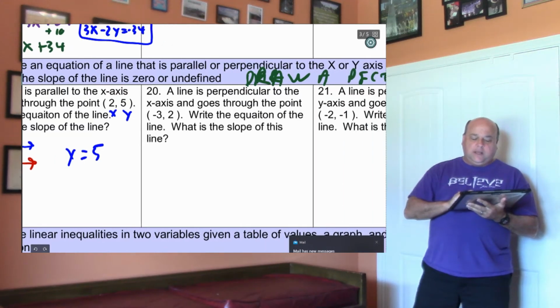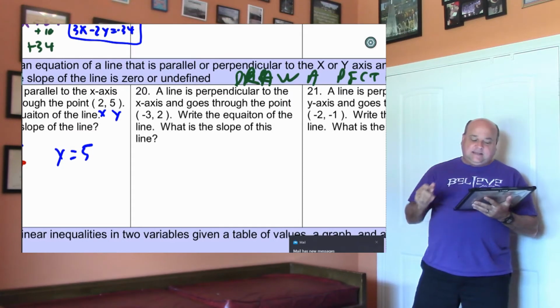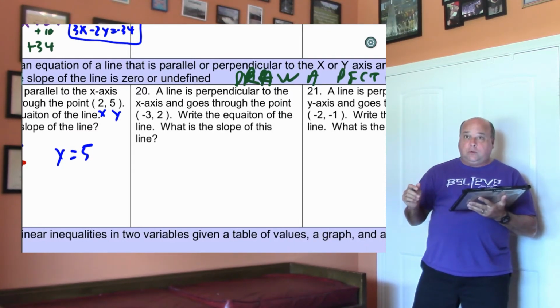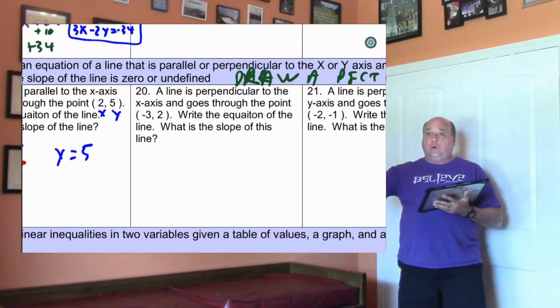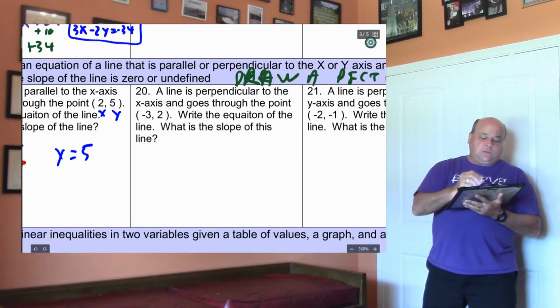Let's go to number 20. If it were perpendicular to the x-axis, it would be x equal 2, right? The answer is either x equal 2 or y equal 5. Let's go to the next problem.